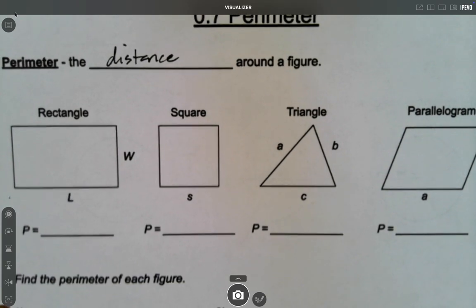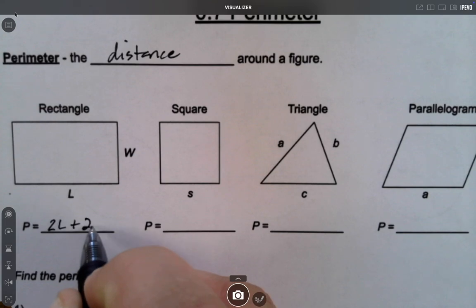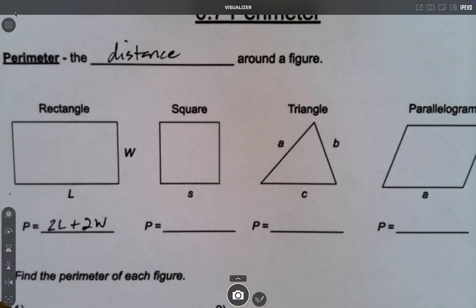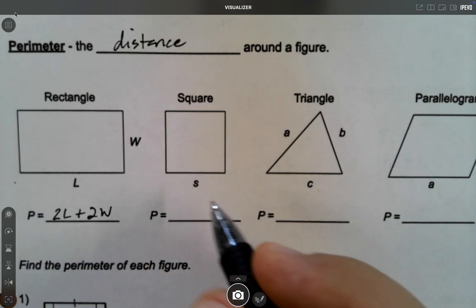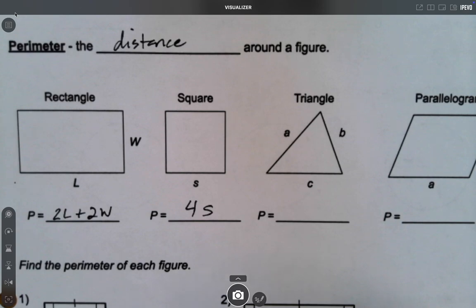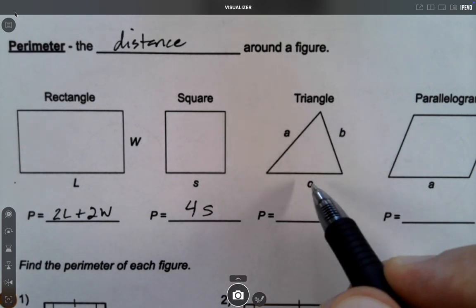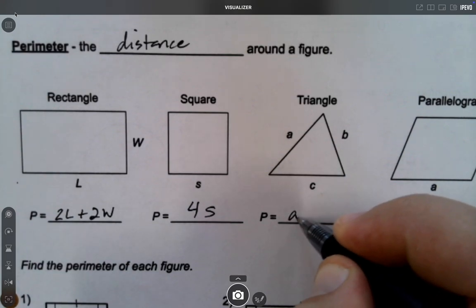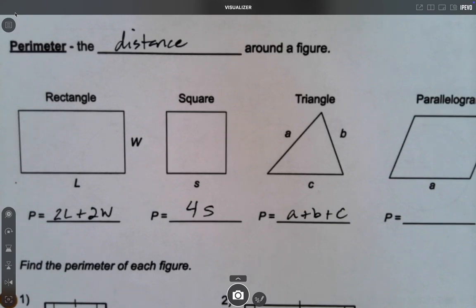So each one of these has their own formula. For a rectangle, it's 2L plus 2W. Now a square, since all four sides are the same, as long as you know one side, you can just say 4 times S. A triangle, it doesn't matter which one you call A, B, or C. The point is you just add together all three sides. And it's possible some of them will have equal sides. They just put A and B and C because it's possible that all three of them are different.